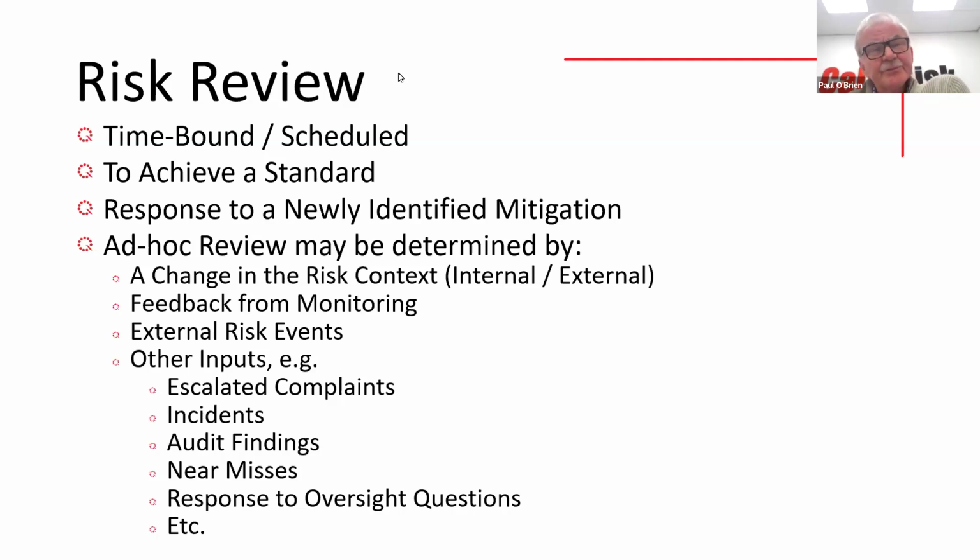Ad hoc reviews are something that can be triggered by a change in a risk context, for example, the internal or external risk context. So something has changed in the business. You might have lost a customer, you might have added a new product. There may be something in the wider world, like, for example, a supply chain shortage that might have caused you to have increased risk. And you begin to look at your situation again, that triggers a review.